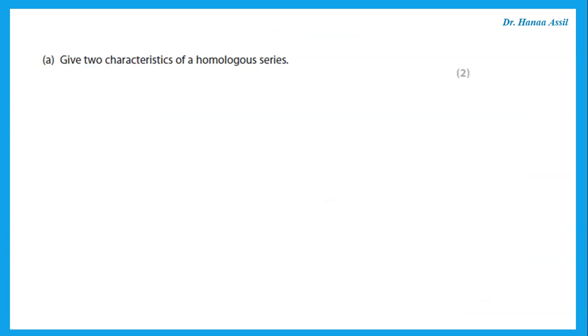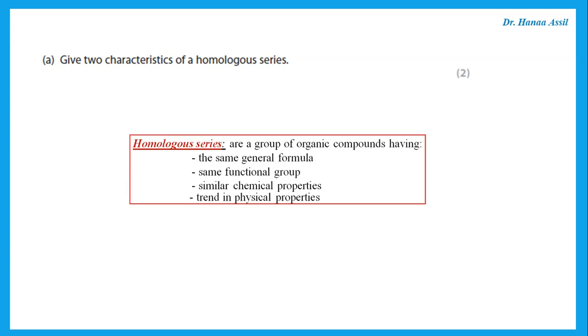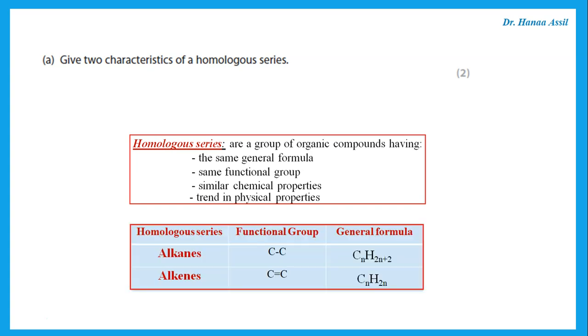Give two characteristics of a homologous series. Again, I'm going to remind you, homologous series are groups of organic compounds having the same general formula and the same functional group. And you are required to know the general formula and functional groups for alkanes and alkenes. So please remember that. Alkanes have single bonds, alkenes have double bonds. That's a functional group. General formula means how many hydrogens with respect to the carbons.